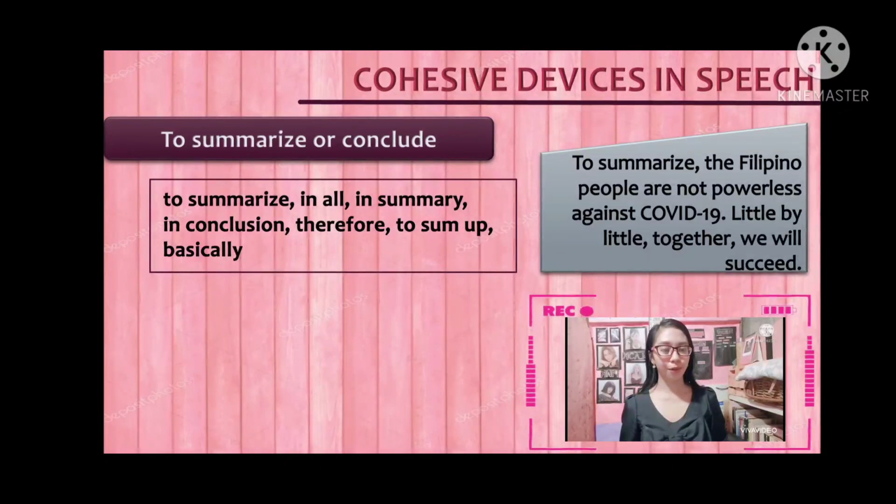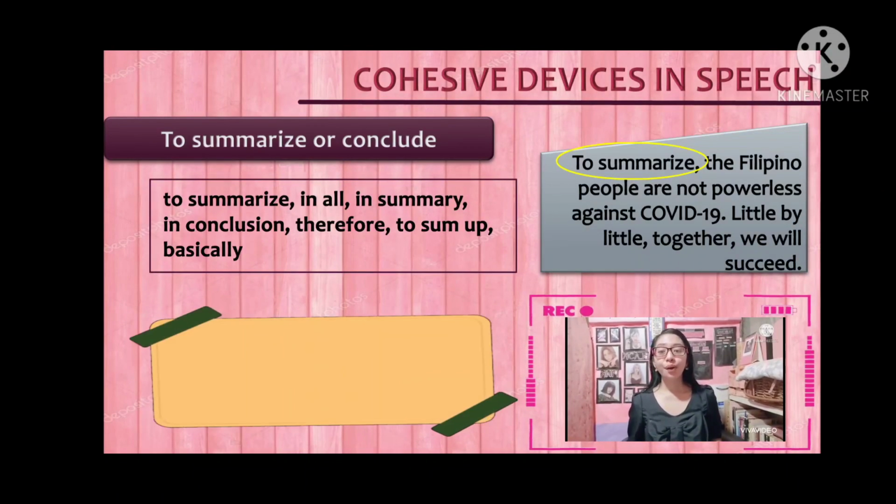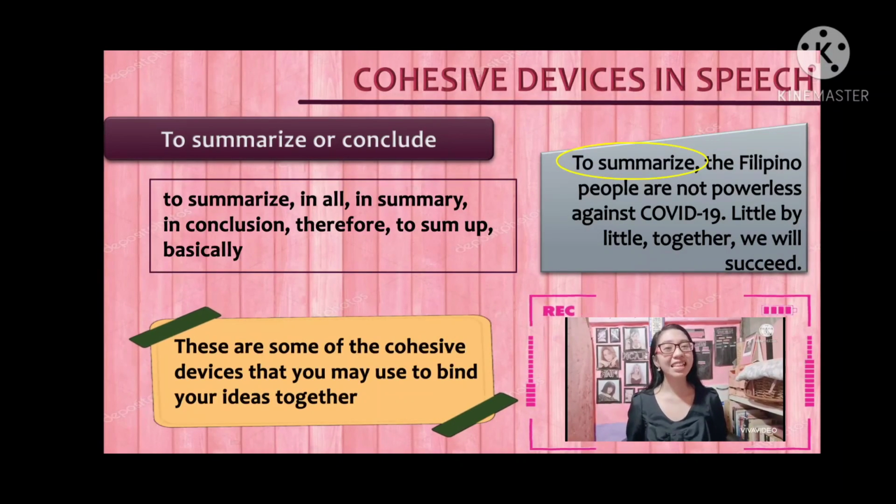Let us read the example. To summarize, the Filipino people are not powerless against COVID-19. Little by little, together, we will succeed. So the cohesive device used in the paragraph is to summarize. These are some of the cohesive devices that you may use to bind your ideas together.